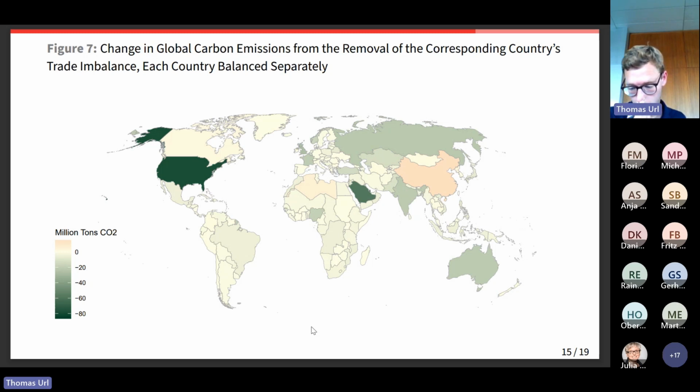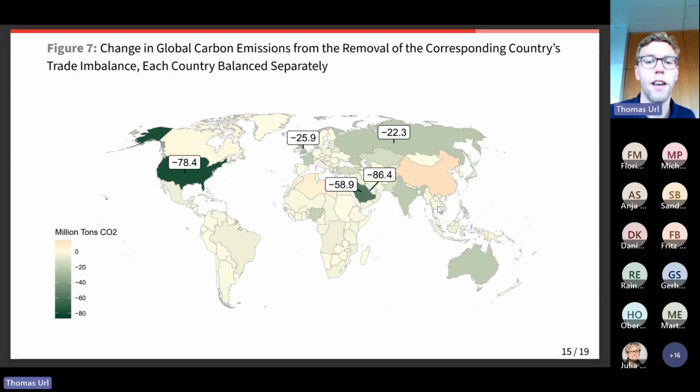If the trade imbalances of the United States would be removed... So this is a map for 141 scenarios. The color in each country indicates what happens to global emissions when we take away their corresponding imbalance. The biggest effect is when we limit the United States' ability, when we take away their deficit, then global emissions decrease by around, what is it? I know it's Qatar, which is the biggest. Here it's around 90 billion.